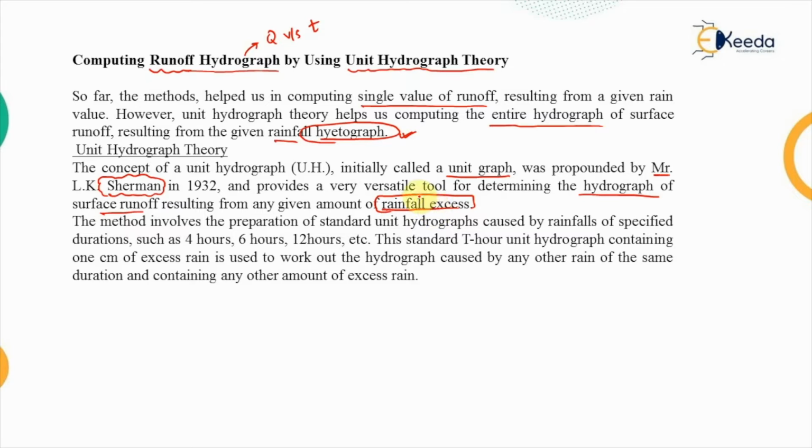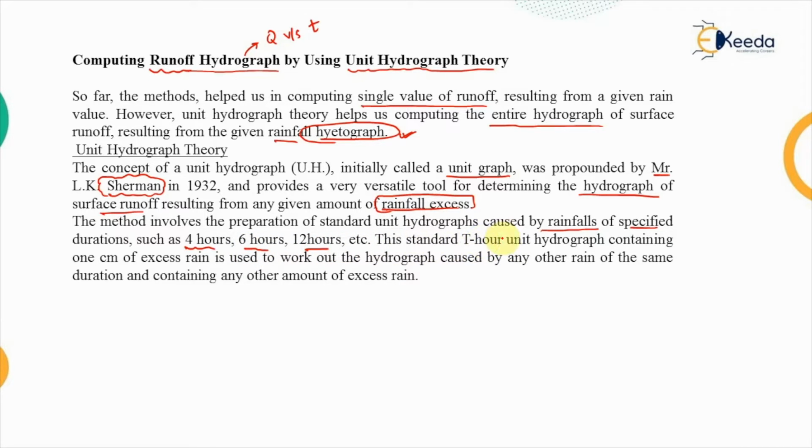That means whatever proportion of the rainfall has gone down as percolation, or in fulfilling the soil moisture deficiency, the remaining amount will flow as the surface runoff, and that is represented by this unit hydrograph. So in this method, we can prepare the standard unit hydrographs which are caused by rainfalls of specified durations. For example, 4 hours, 6 hours, 12 hours, etc.